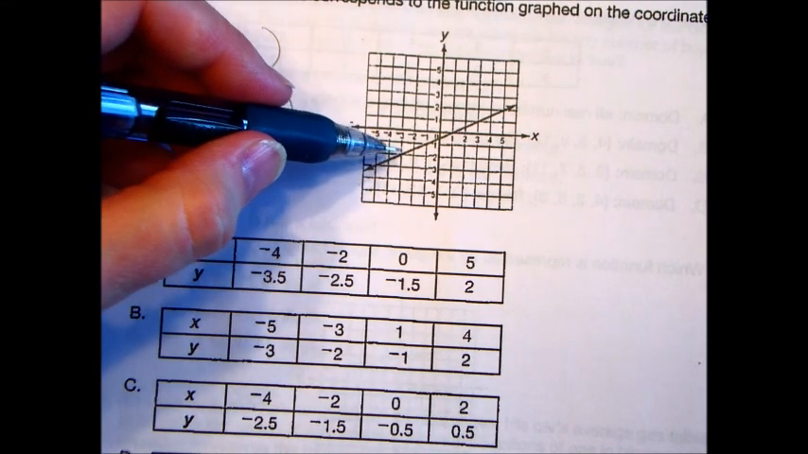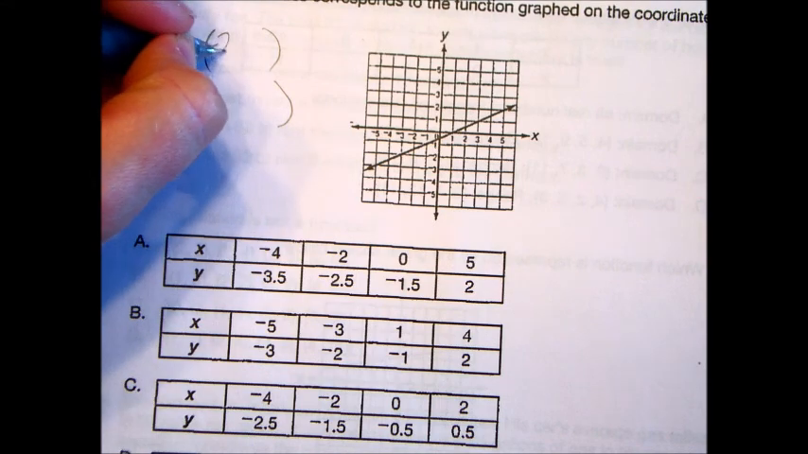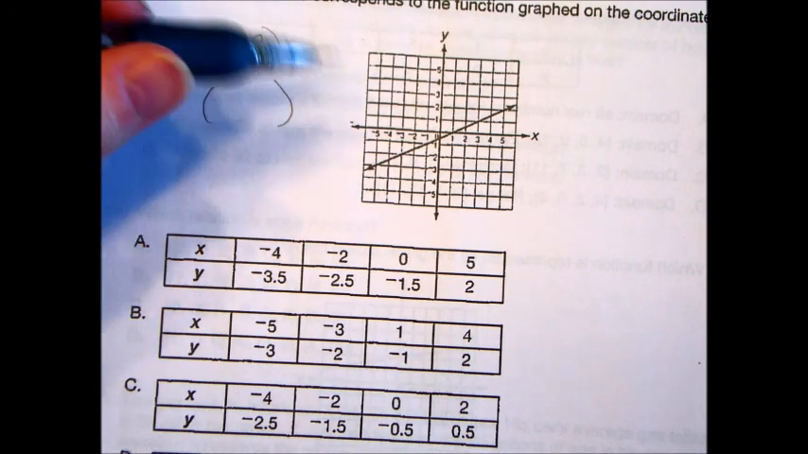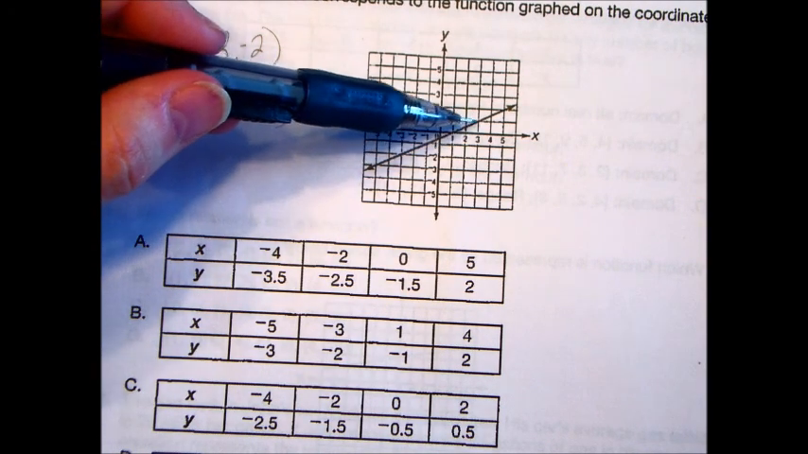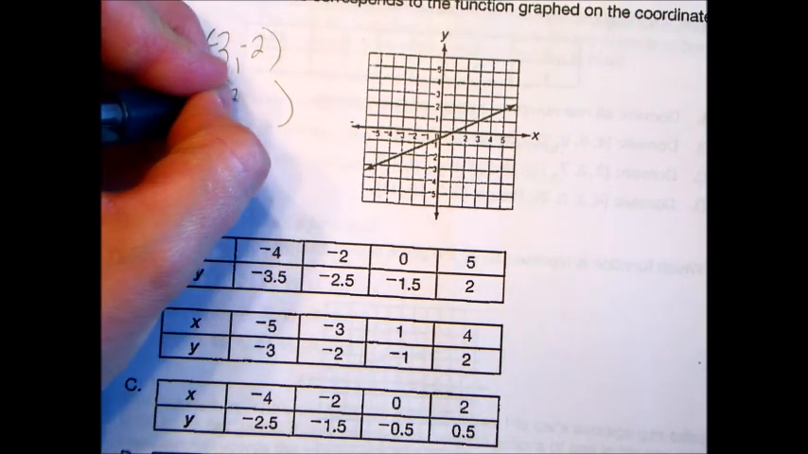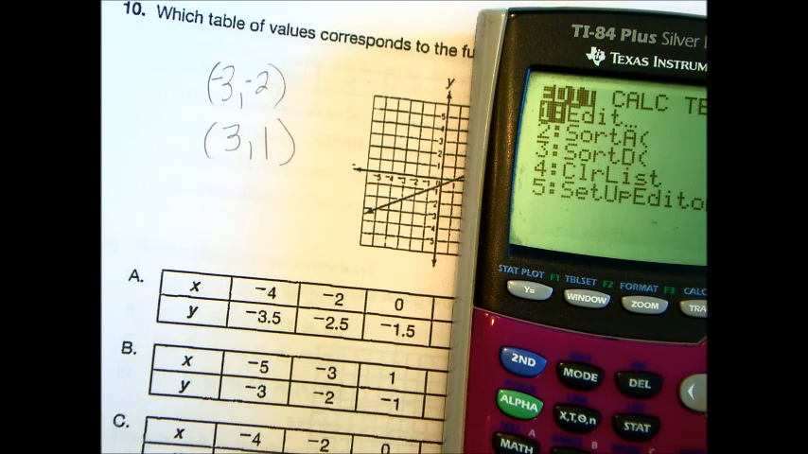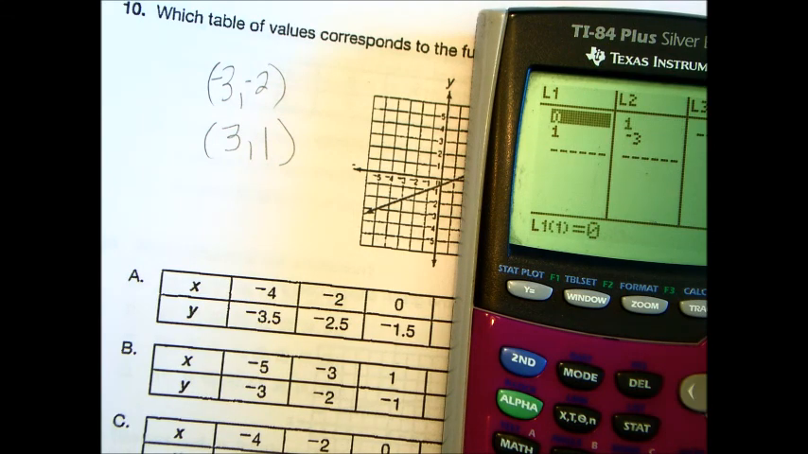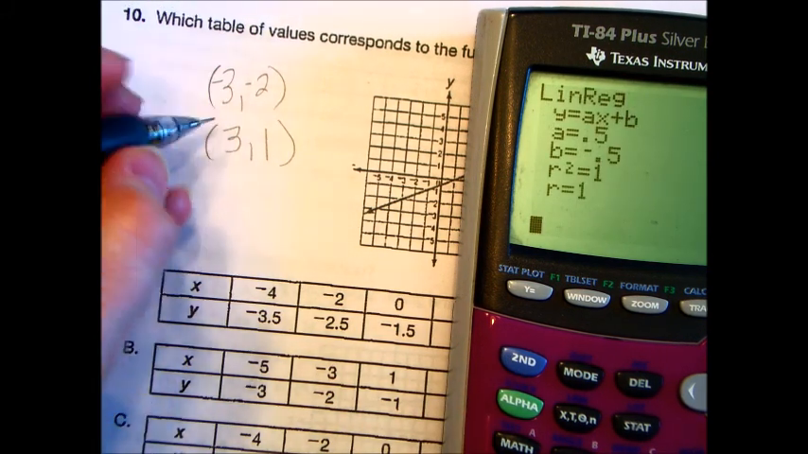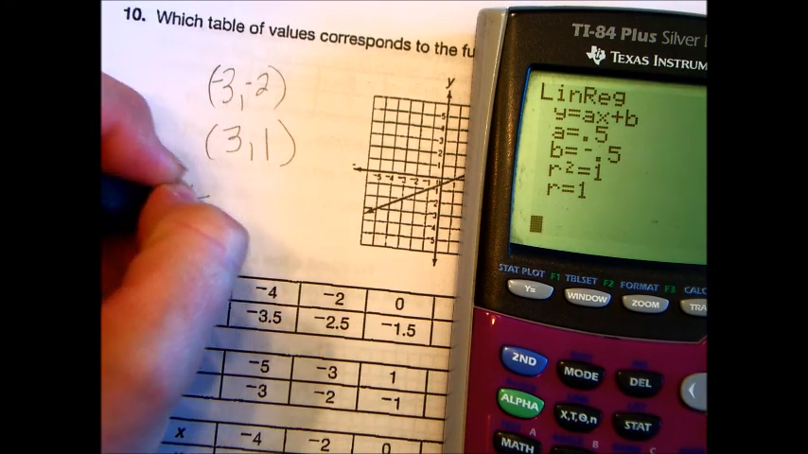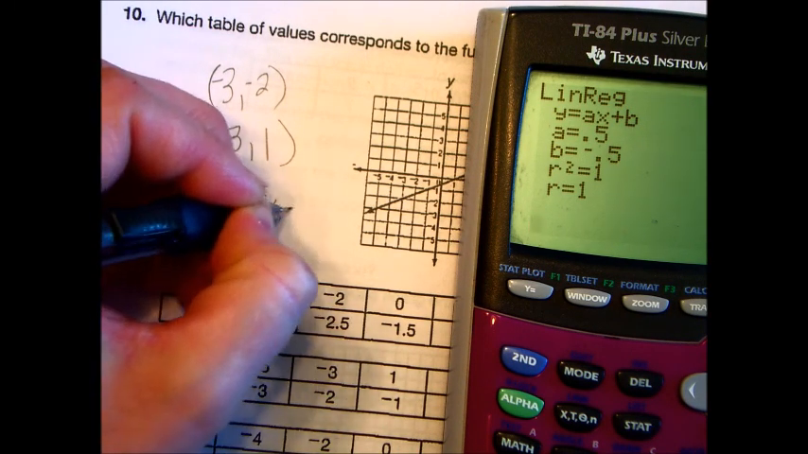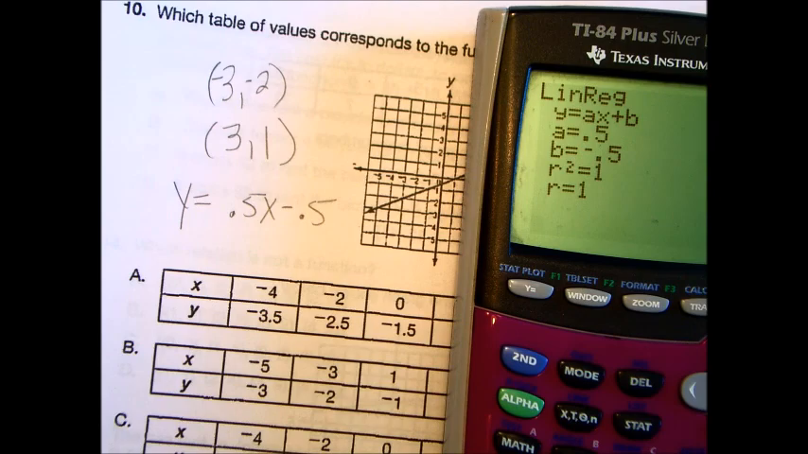I'm going to pick out this one, this -3, -2. And what's another one that's pretty close? Oh, this 3, 1. I'm going to put that in my calculator. See how many times you can use the calculator if you're going to learn it, like definitely worth it. There we go. So y equals 0.5x minus 0.5 for my calculator.